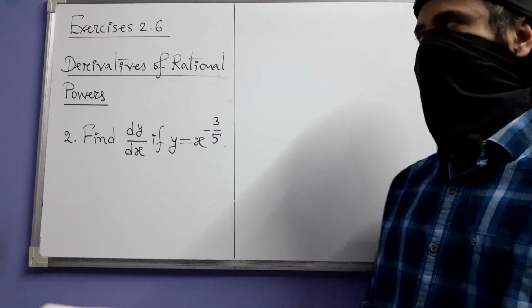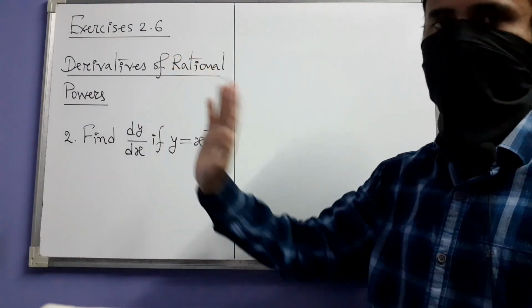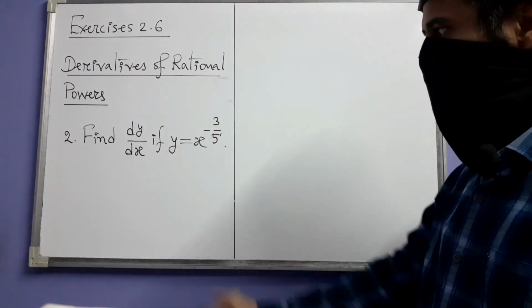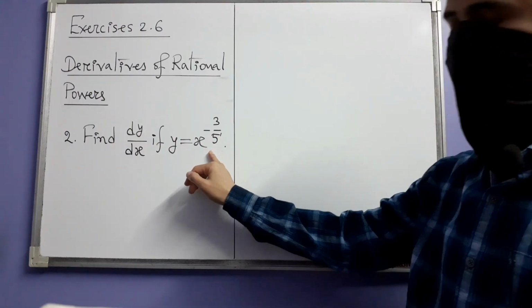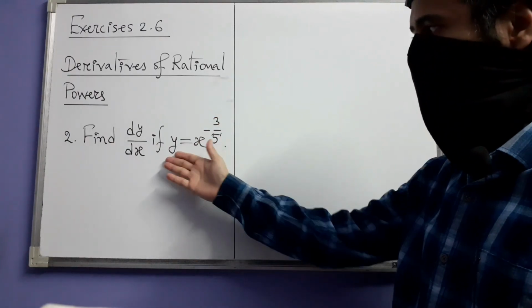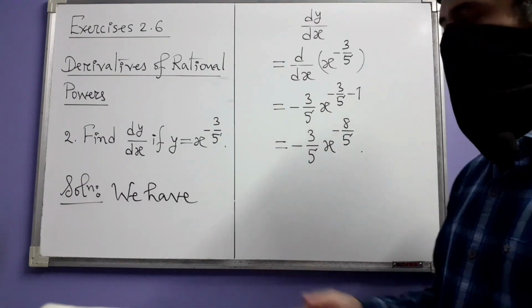Next, let us start exercises 2.6, and the first few are about derivatives of rational powers. Let's start with the second one. Here the function is y equal to x to the power minus 3 divided by 5, and we have to differentiate this with respect to x.